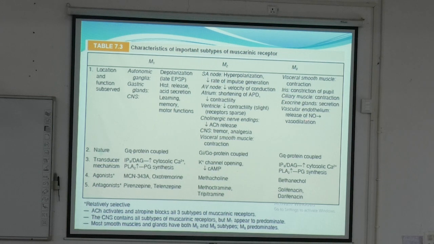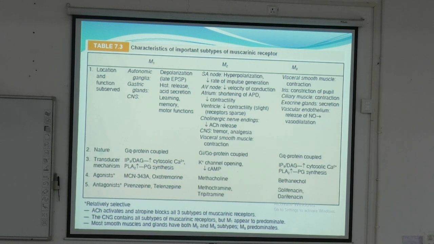Different types of the exocrine glands, they cause secretion. So secretion, there may be lacrimal gland, there may be parotid gland, there may be submandibular gland, different other types of the glands. In all these cases, the M3 receptor is present. M3 receptor is activated by the cholinergic system and ultimately causes increased secretion. And in the vascular endothelium, already I have told about this, in the blood vessels, there are less cholinergic innervations, but M3 receptor is present.